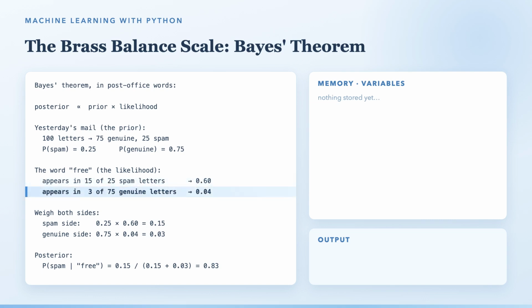And why naive? Because the scale weighs each word as if the words never talk to each other, as if free and money arrived on separate trains. That's not quite true of language, but it is a beautifully useful simplification. It works far better than it has any right to.